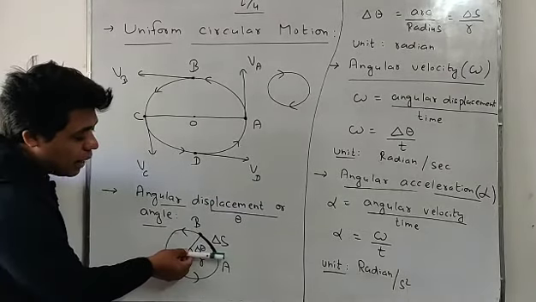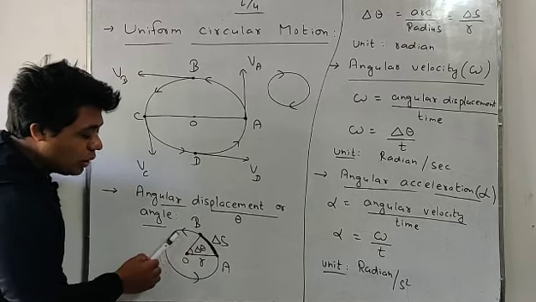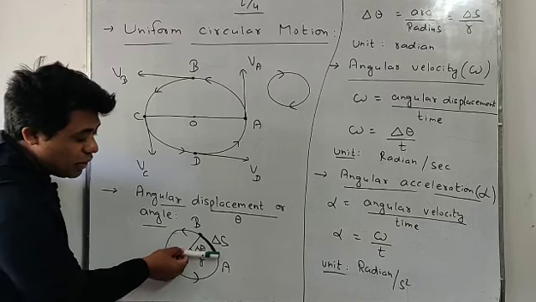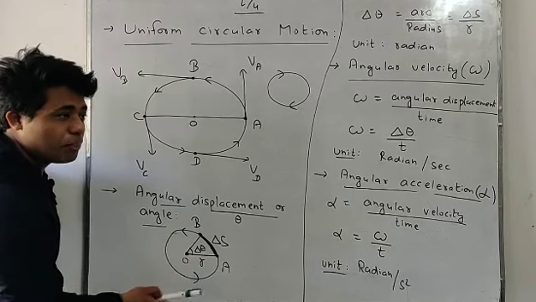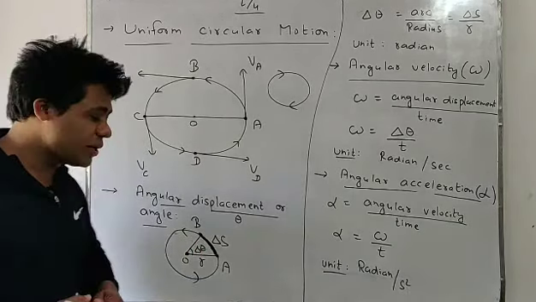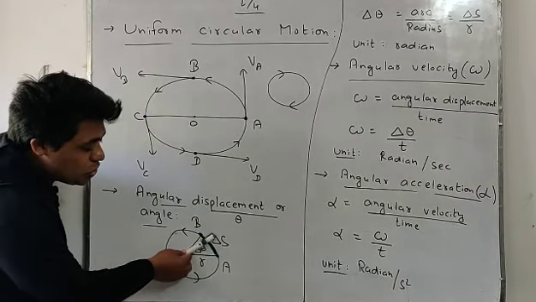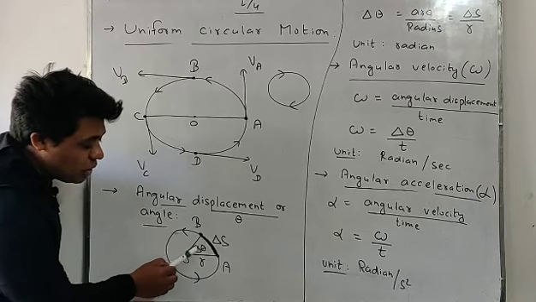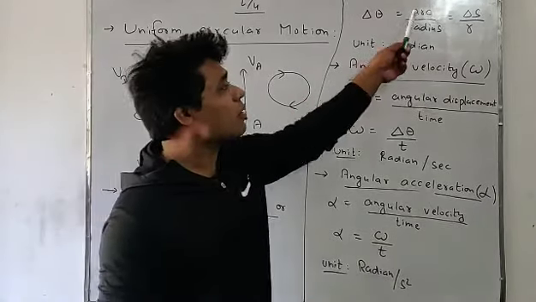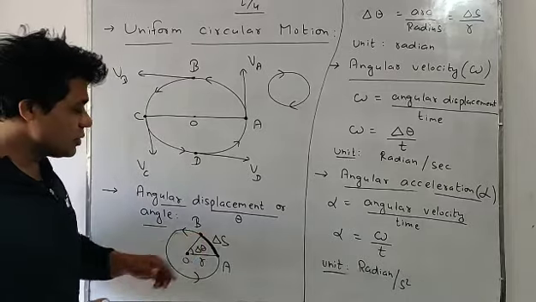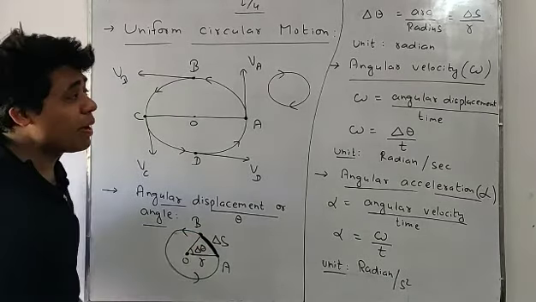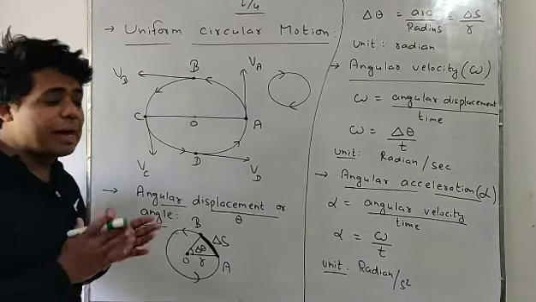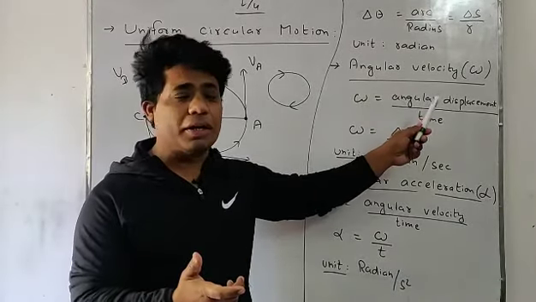It is the angle swept by the radius vector in a fixed interval of time. In simple words, we can say the change in position of an object while executing circular motion with respect to center is called angle, having formula arc by radius. Arc is this distance, represented by delta s, and radius is r. So that is the formula. And generally angle is measured in radian, or in degree.